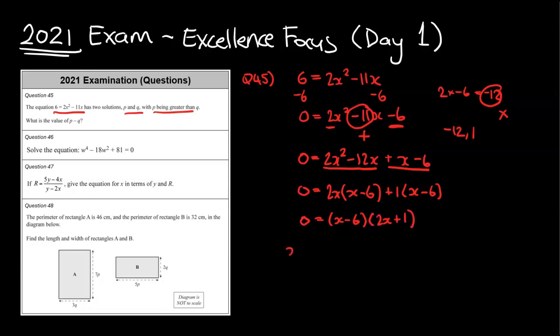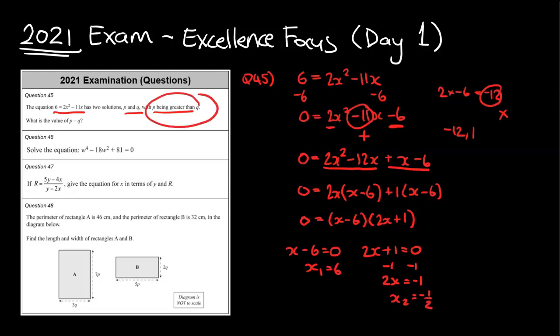I'm now solving, so x minus 6 is equal to 0. And then the second bracket, 2x plus 1 equals 0 as well. So x1 over here is equal to 6. And then we've got minus 1, 2x equals minus 1. The second value of x is equal to negative 1/2. So because we've been told that P is going to be the biggest of these, that means P will be equal to 6 and Q will be equal to negative 1/2.